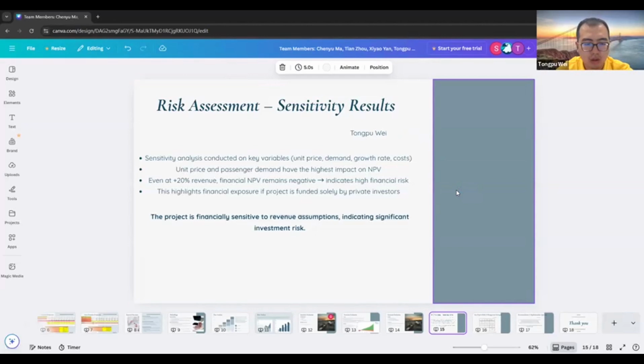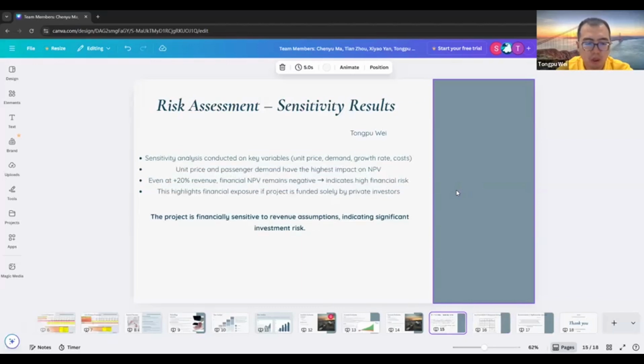Even when revenue increases by 20%, the financial NPV remains negative. This indicates that the project is financially risky if funded solely by private investors, as financial viability is highly dependent on optimistic revenue assumptions that may not materialize.